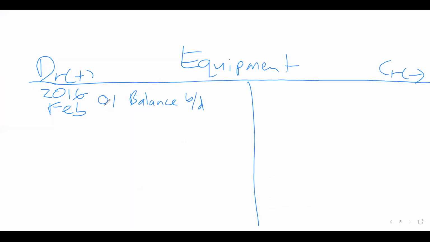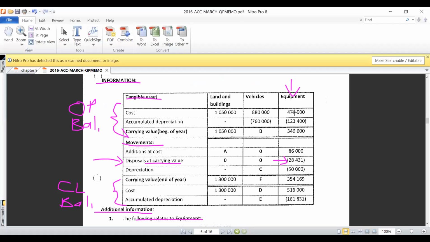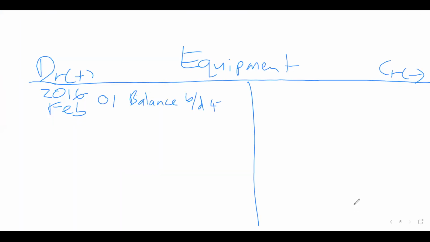So we've got an opening balance on the 1st of February in 2016. Question is, what value is that? The value is according to your tangible note. Here is the amount. It's 470,000. So you show the value at cost. Are we together? Yes. 470K. So we go back, and over here we're going to write 470,000 rand like that.